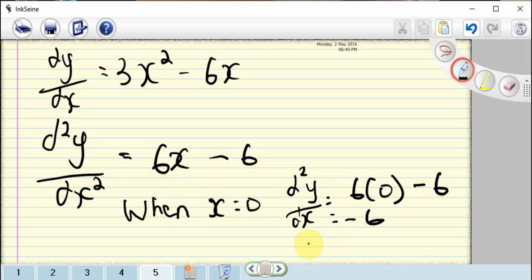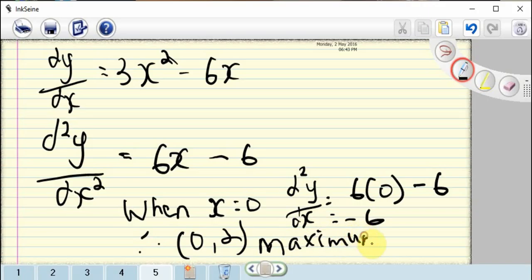So in this case, the second derivative is less than 0, and so at the point 0, 2, therefore at 0, 2, we have a maximum, right? When the second derivative is less than 0, we have a maximum.